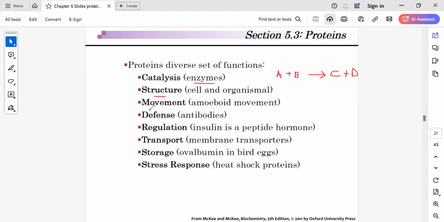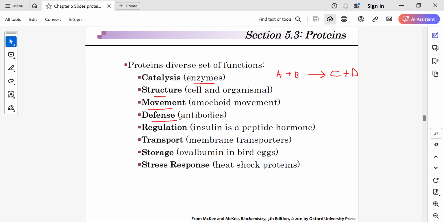Proteins also help in movement. In the case of amoeba, they are amoeboid in shape, irregular in shape, and they can move from one point to another. It's because of the proteins that they have.